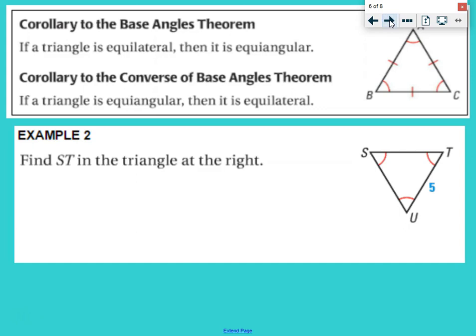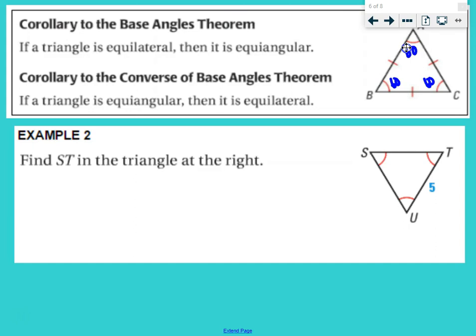Corollary to the Base Angles Theorem is if a triangle is equilateral, then it is equiangular. So if we know that all three sides are congruent, then we know all three angles are congruent. And if it's equiangular, then all the angles are 60 degrees. Corollary to the converse of the Base Angles Theorem, if a triangle is equiangular, then it is equilateral. So if we know that all the sides are the same, we can say all the angles are the same. If we know all the angles are the same, then we can say all the sides are the same.